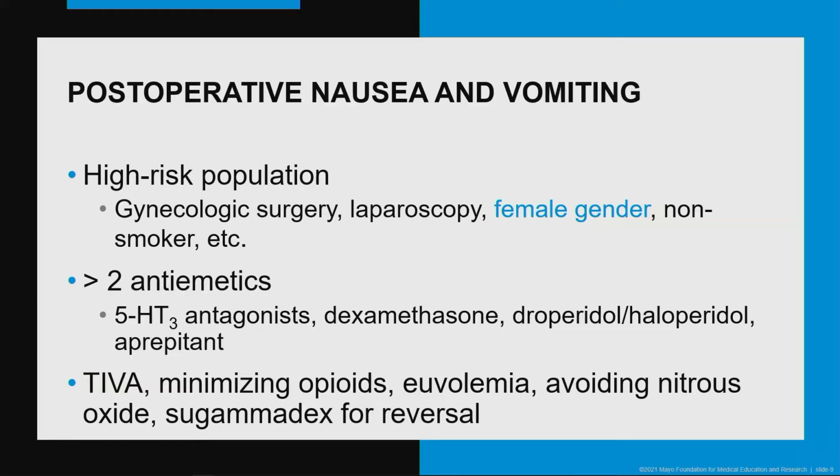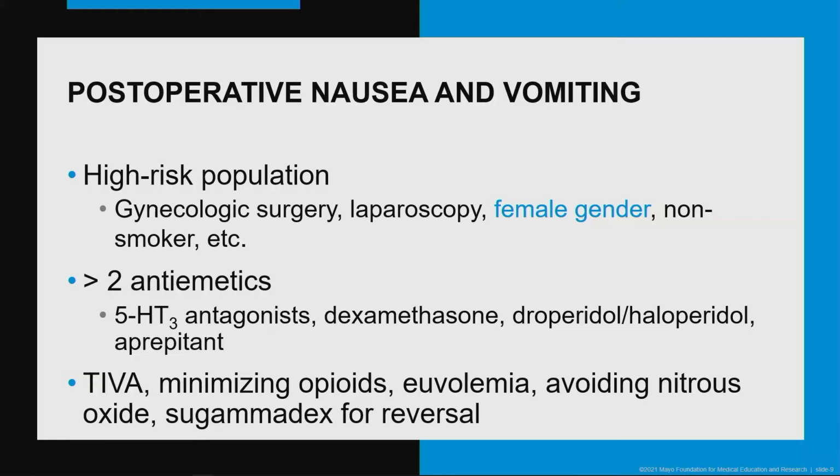This group takes care of a bunch of patients that are exceedingly high risk for nausea and vomiting. Major independent risk factors include gynecologic surgery, laparoscopy, non-smokers, which is the majority of our patients anymore. In general, patients need to have more than 2 antiemetics, and these can be across a variety of drug classes. As I mentioned earlier, using total intravenous anesthesia is helpful. Minimizing opioids. Euvolemia is important. Hypovolemia is associated with nausea and vomiting as well.